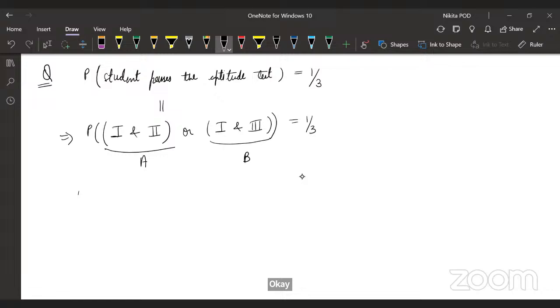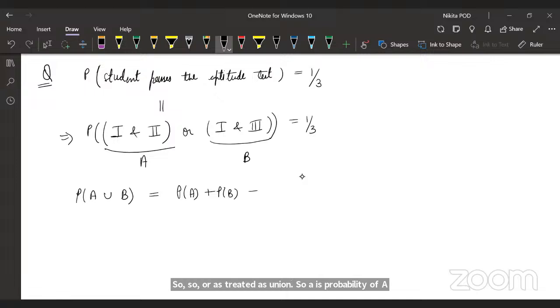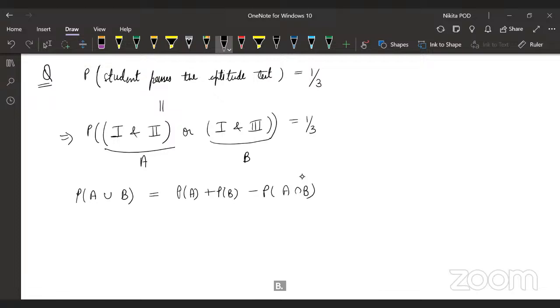So probability of A or B is treated as union. A union B is probability of A plus probability of B minus probability of A intersection B. Ma'am, can I interrupt here for a second? Why do we need to subtract?